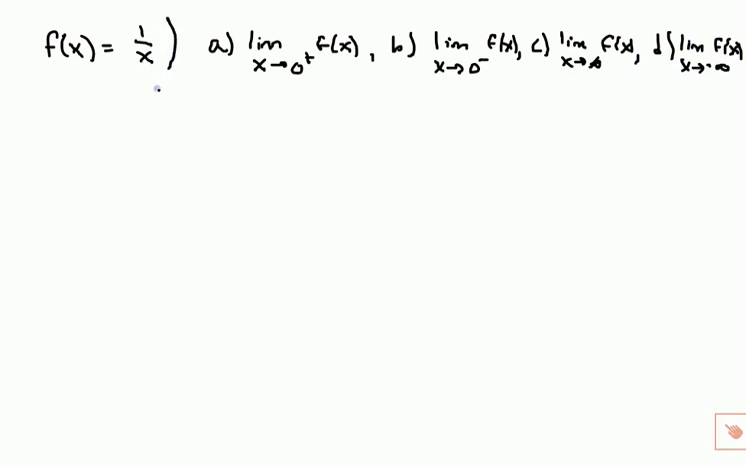So first off, let's graph the function. Okay, so this is the x-axis, and this is f of x equals 1 over x. So we know it looks like this.